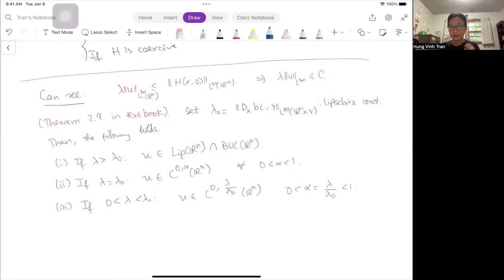What is striking or remarkable here is that the Hamiltonian might not be coercive, and hence we do not always expect that our solution is Lipschitz, but still it's nice, right? It's Lipschitz if lambda is large, or else it's Holder, which is good.